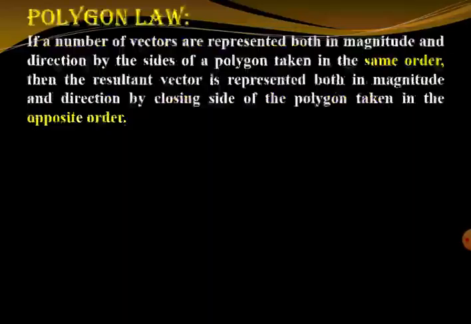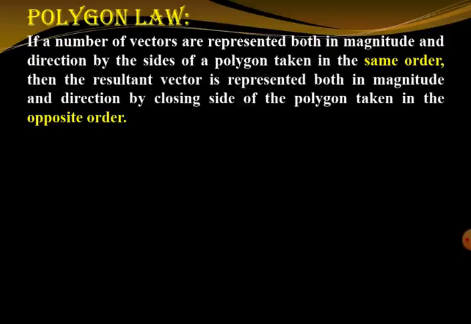Now let's see the other law, known as the polygon law of vector addition. If a number of vectors are represented both in magnitude and direction, these words, both magnitude and direction, are very important, by the sides of a polygon, which has not only two sides but more than two sides, taken in the same order, then the resultant vector is represented both in magnitude and direction by the closing side of the polygon taken in opposite order.